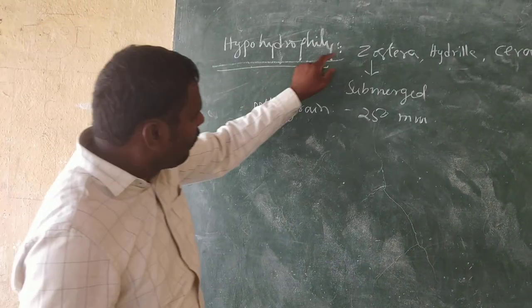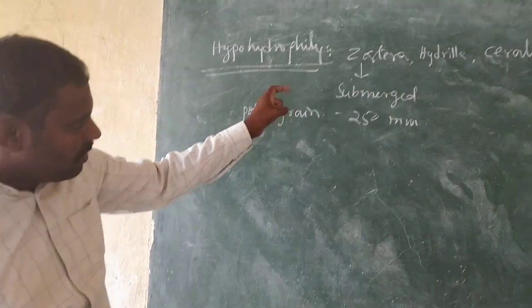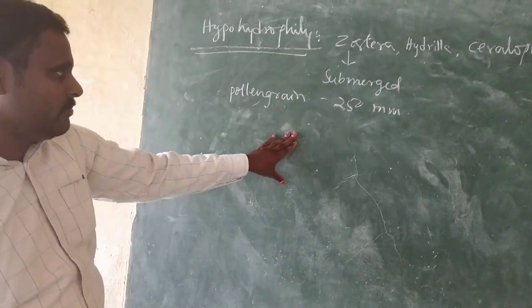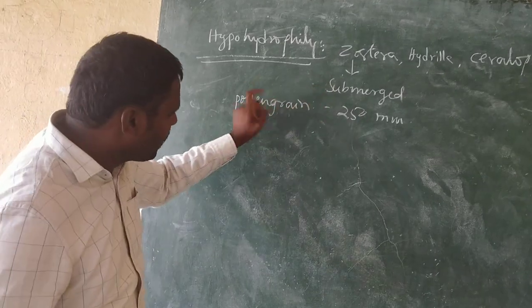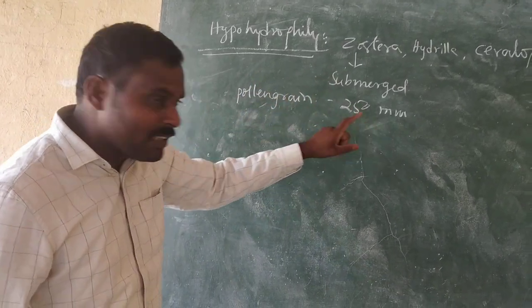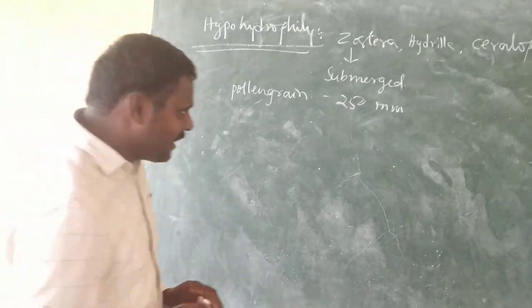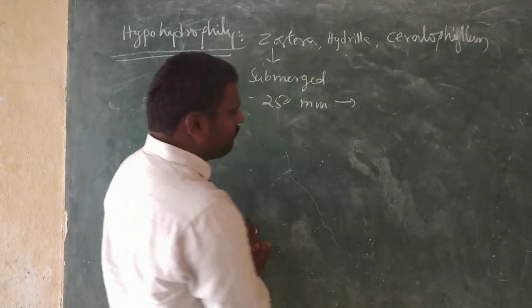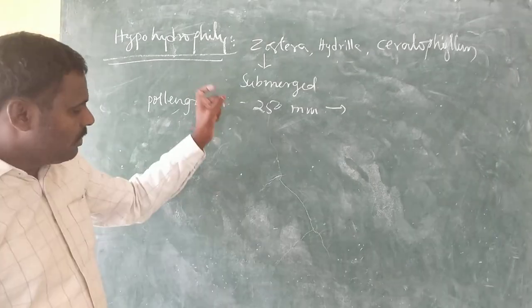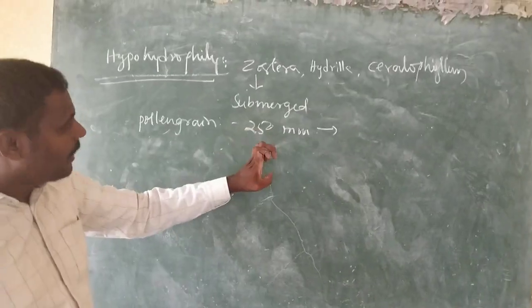Zostera pollen grains are long and needle-like structures. How long? 250 millimeters long. But the interesting fact is here. What is the major interesting fact? The major interesting fact is here.